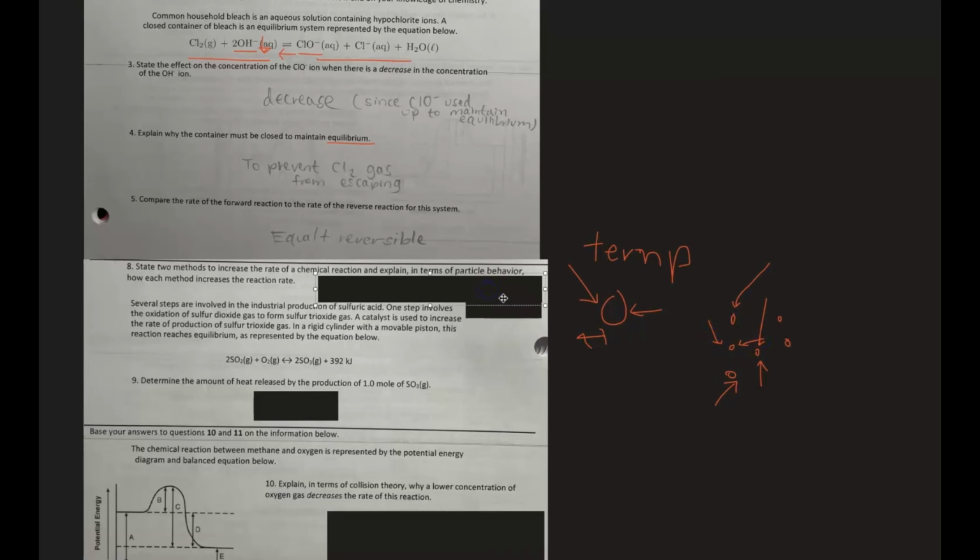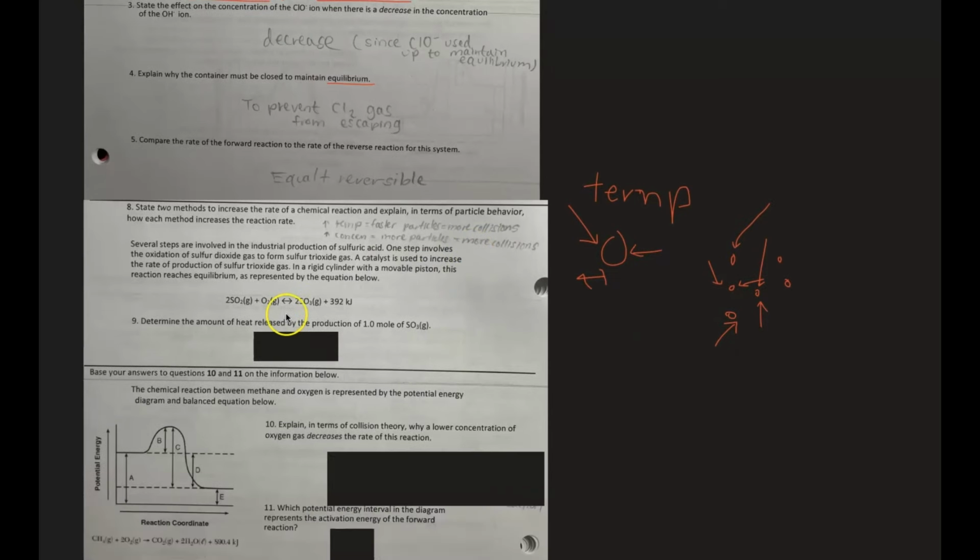You could also increase the concentration, which would mean you would just have more particles in general, which would ultimately lead to having more collisions. So if you have more collisions, that's what ultimately leads to having a greater reaction rate.